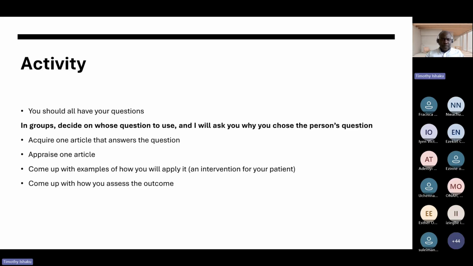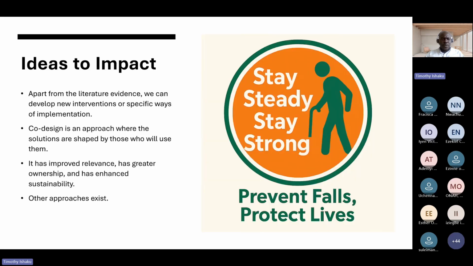So I will probably stop here. You can actually continue. Like I said, I'm mindful of the internet. I won't split us into groups. This is just an overview, a taster, and we can continue to look at the articles in detail, to review them, to appraise them, and see how you can apply them in your practice.